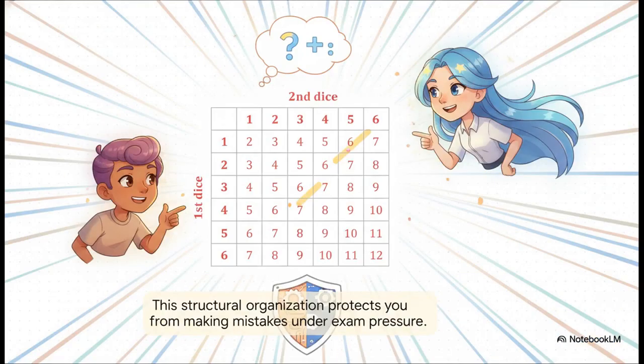And here is where it gets good. Notice how the grid instantly does the heavy lifting for you. Let's say the question asks about the sum of the 2 dice. You just fill out the grid by adding the intercepting numbers. Do you notice those beautiful diagonal patterns popping up? Like all the 7s line up perfectly straight down the middle. Having this kind of structural organization completely protects you from making sloppy mistakes when you're under exam pressure.